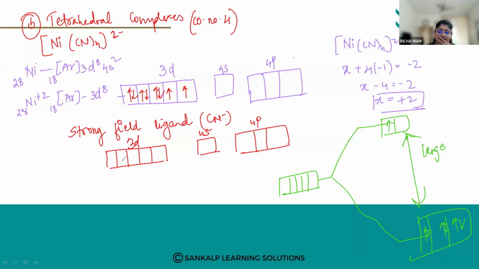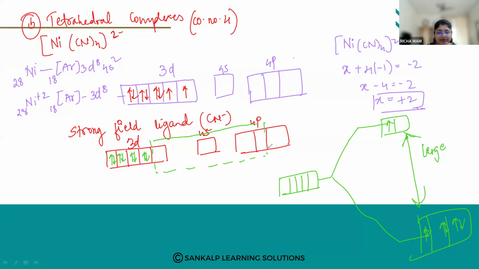So let us see how the electron distribution takes place. Here 1, 2, 3, 4, 5, 6, 7 and 8. Like this, the electrons are arranged. Now here, how many cyanides are there? 4 cyanides are there. So 1, 2, 3 and 4.